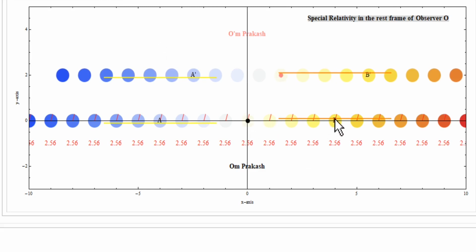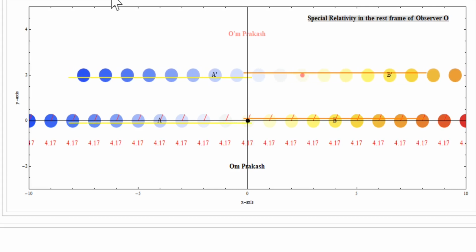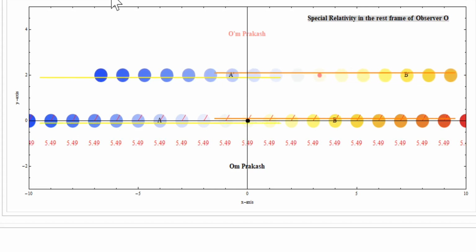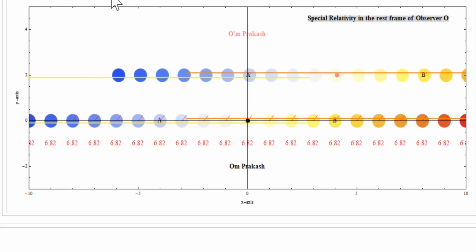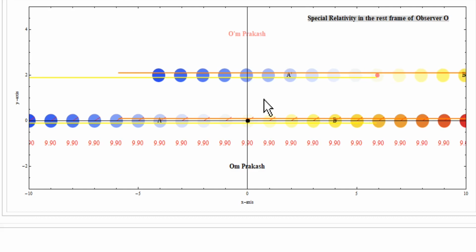So though the signals from A and B will reach observer Om Prakash simultaneously, the signals from B prime and A prime will not reach O prime Prakash simultaneously. So if we wait longer now, what we will see is that eventually the signal from A prime will reach O prime Prakash. Okay, so those are two distinct events for the train observer. The event of the signal from B prime reaching O prime Prakash and the signal from A prime reaching O prime Prakash.